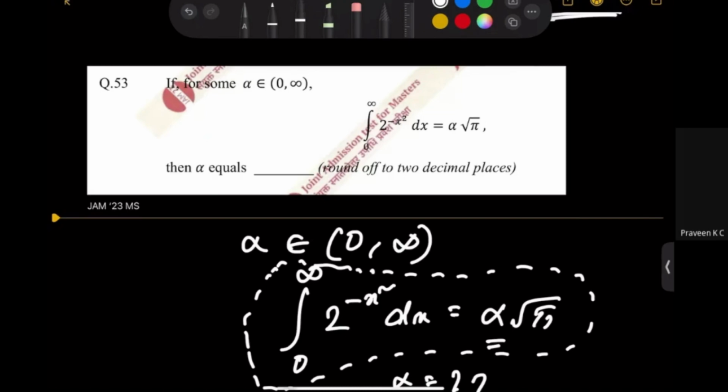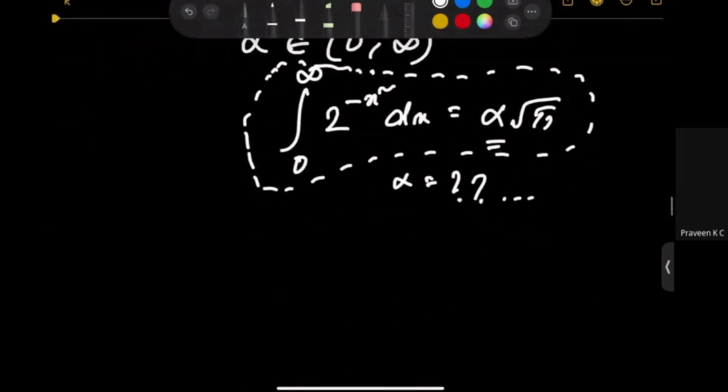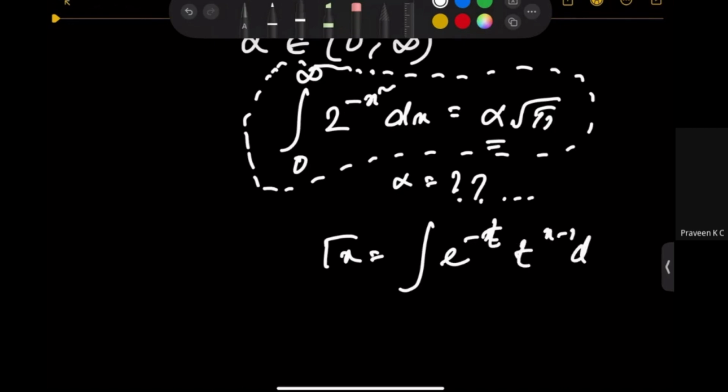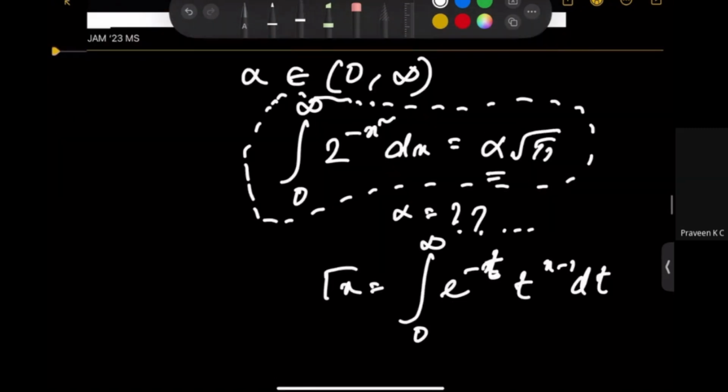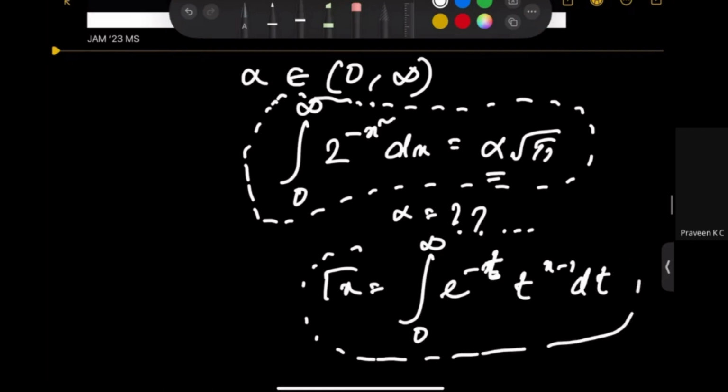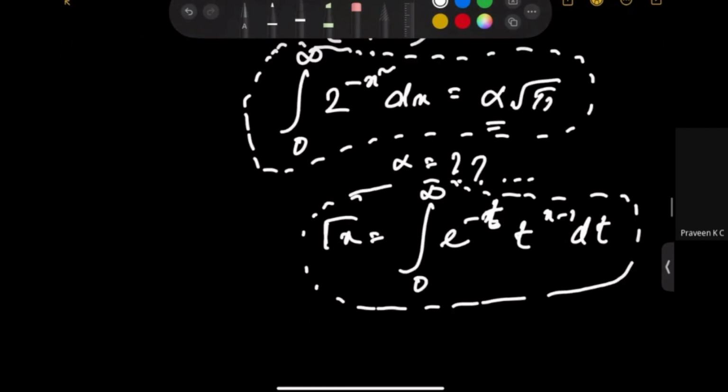Sir, does it have anything to do with the gamma function? Gamma function, the definition was, I think, gamma of x is the integral of e to the power minus t, t to the power x minus 1 dt. Is it going from 0 to infinity? I'm not very sure, but I think this is the definition of the gamma function, right? Gamma of x is the integral from 0 to infinity of e to the power minus t, t to the power x minus 1 dt.